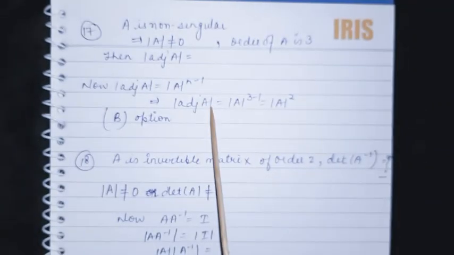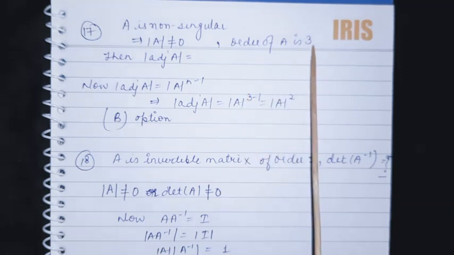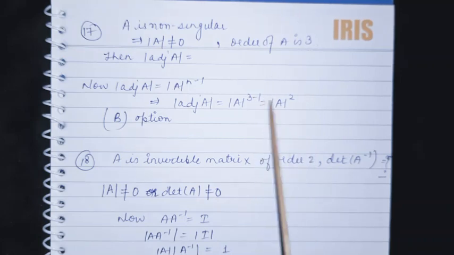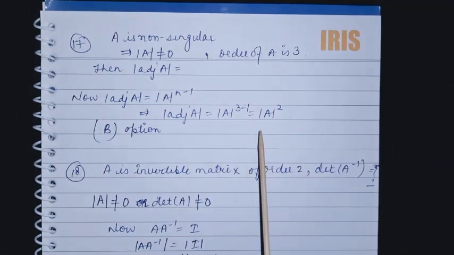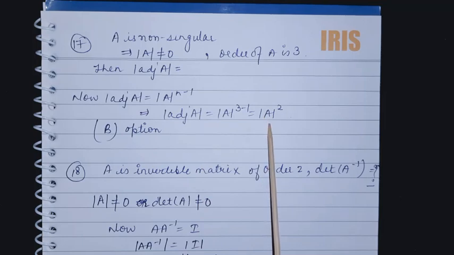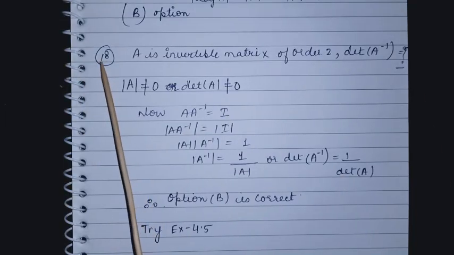Determinant of adjoint A is equal to determinant of A raised to the power, in place of n, we will substitute the value of n, which is 3 here in this question. So 3 minus 1, and 3 minus 1 is nothing but 2. So the value of determinant of adjoint A is coming out to be determinant of A square. So our right answer is option number B. Next question, question number 18.